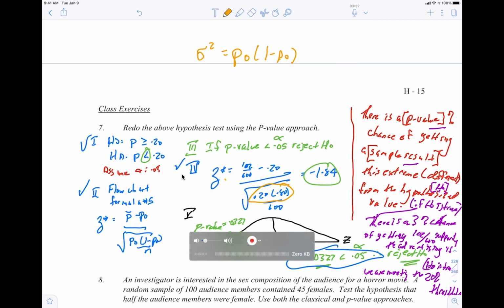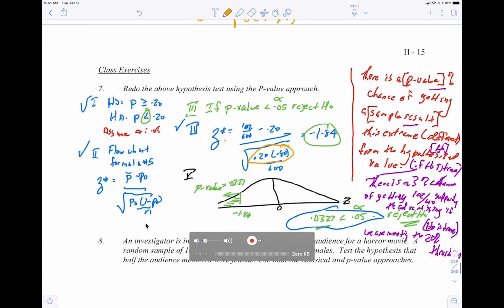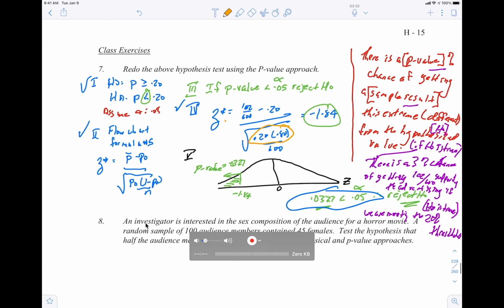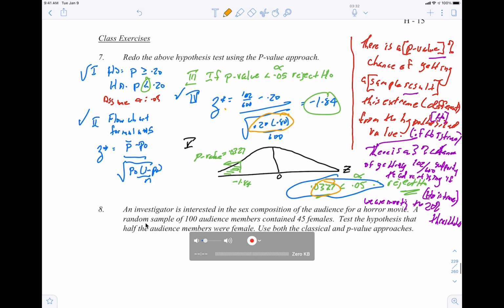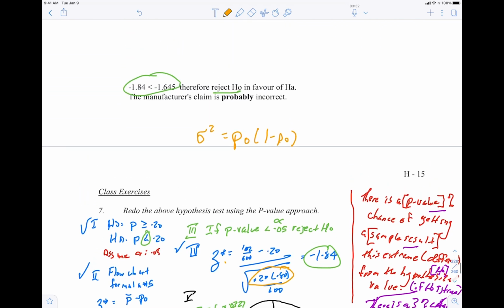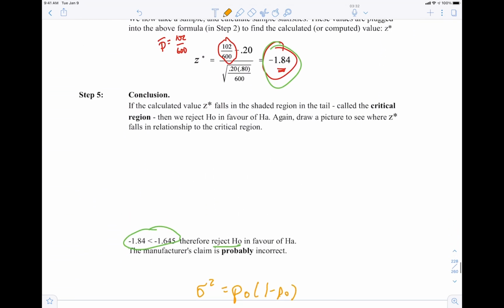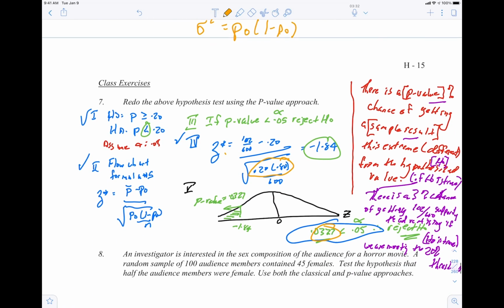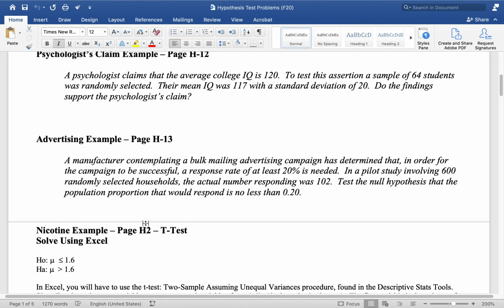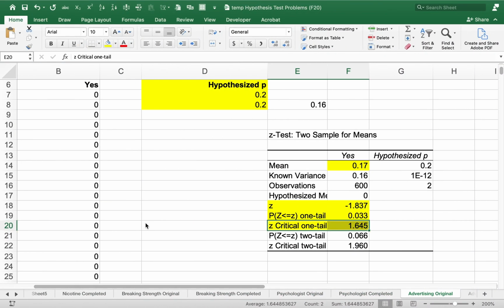So again, back here, you can see all of those values, right? Minus 1.84 right here. And then here's your p-value. And here's your critical value. Your critical value, we did back here when we did the classical approach. So there's the classical approach and then the p-value approach down here. So that's how you do that using Excel.